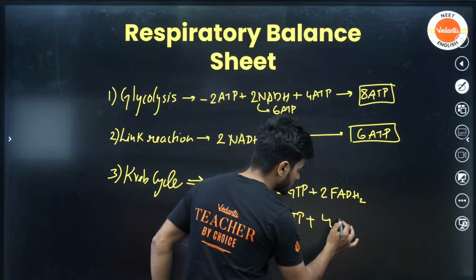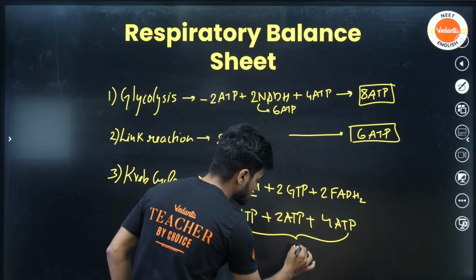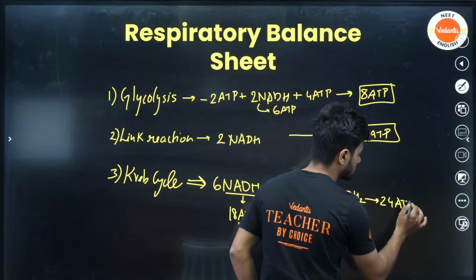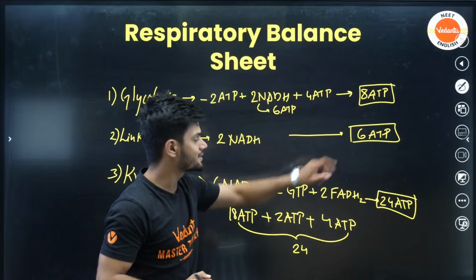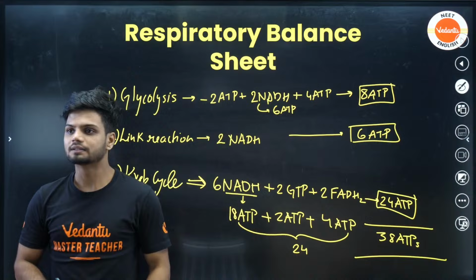So in total, just from the Krebs cycle, how many ATPs? From the Krebs cycle, we have 18 plus 2 is 20, plus 4 is 24 ATPs from the Krebs cycle. 24 plus 6 is 30. 30 plus 8 is 38 ATPs in total.